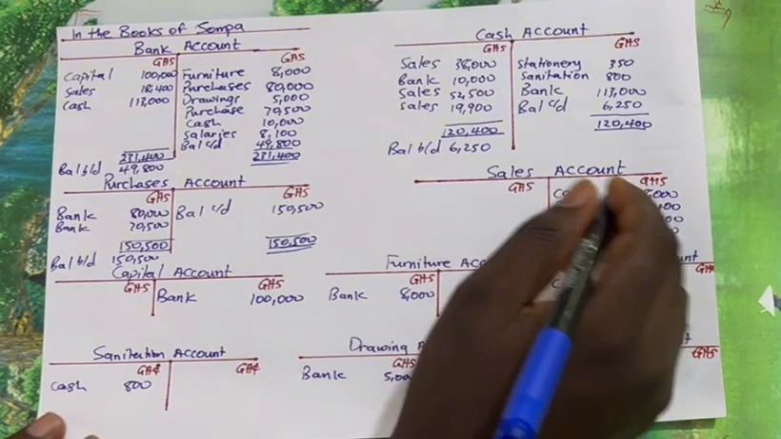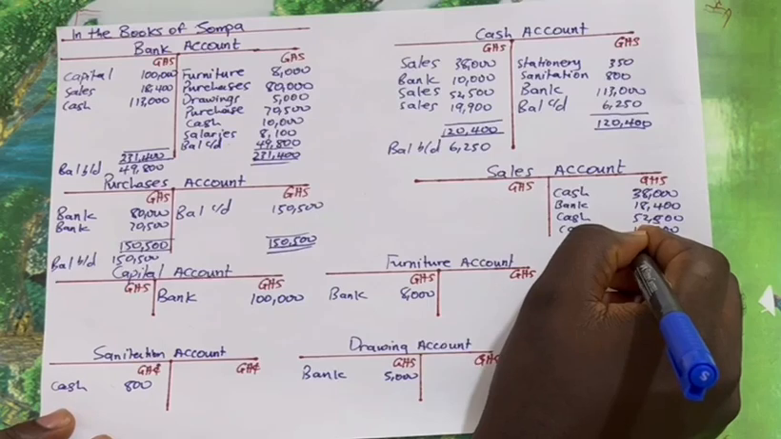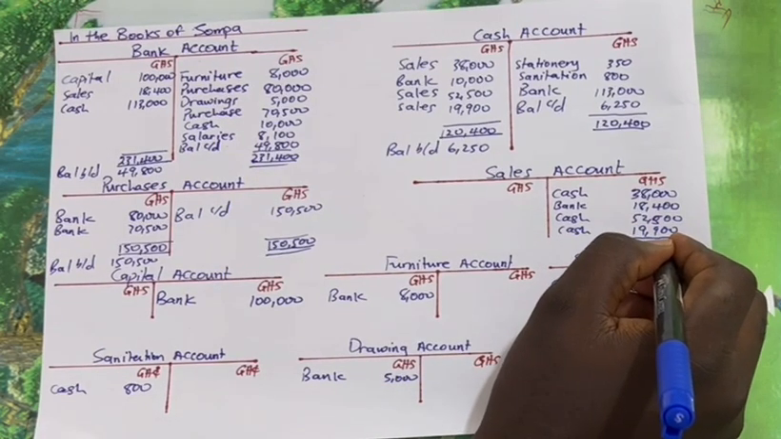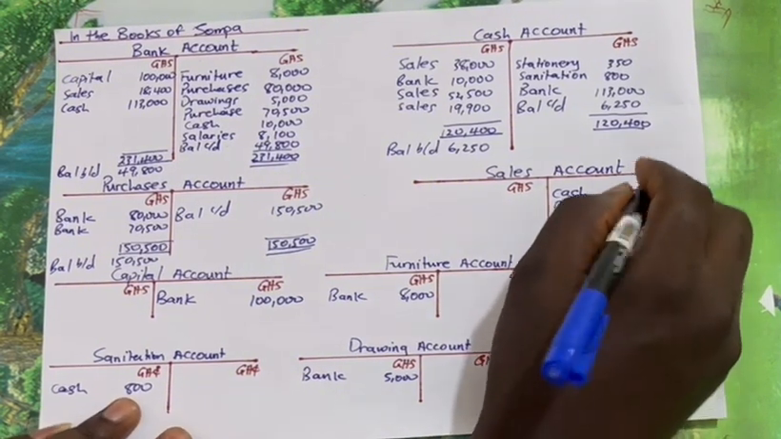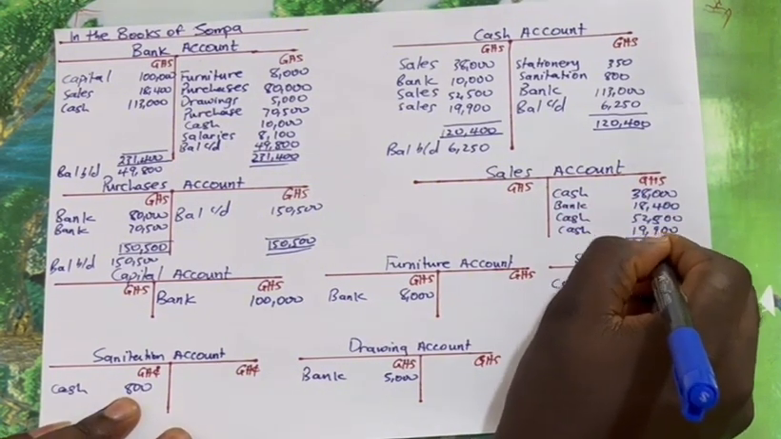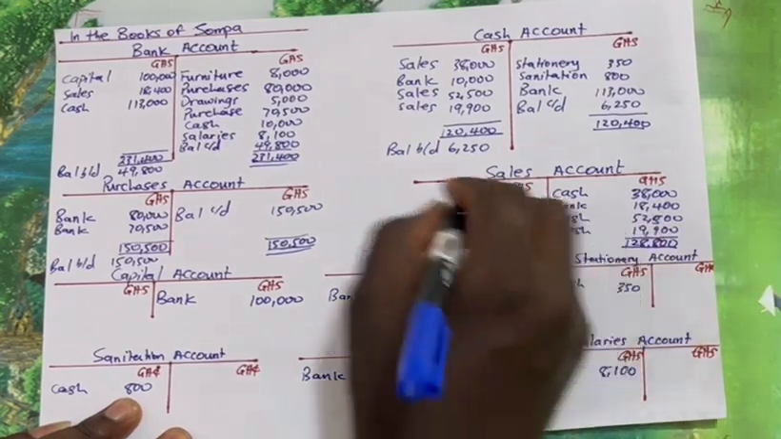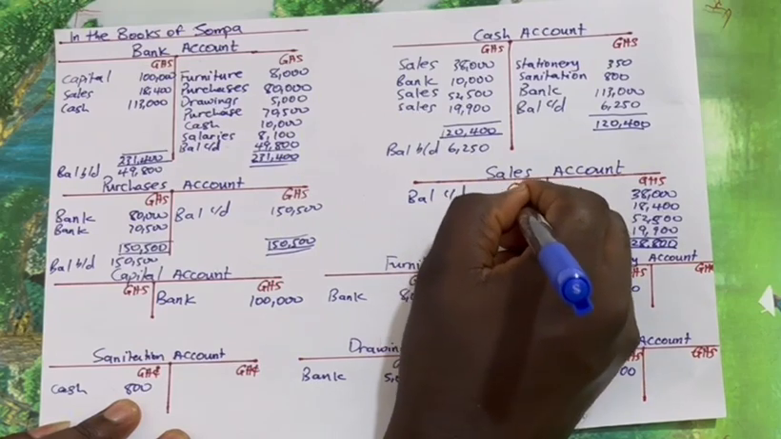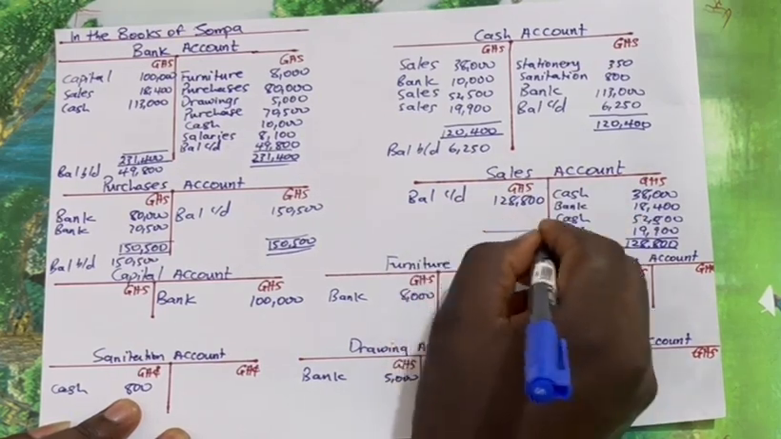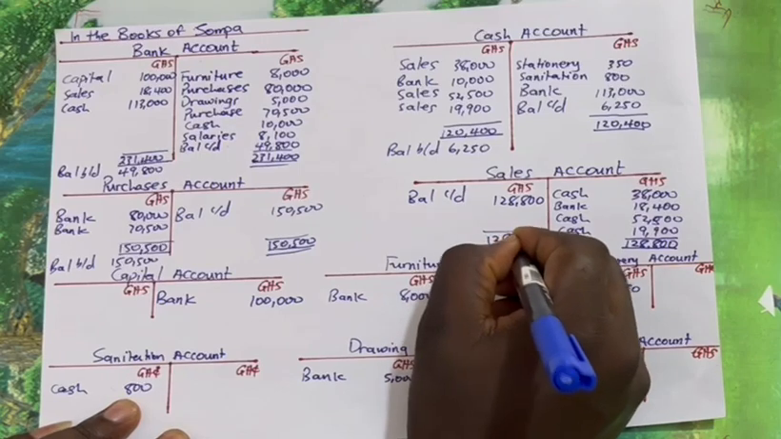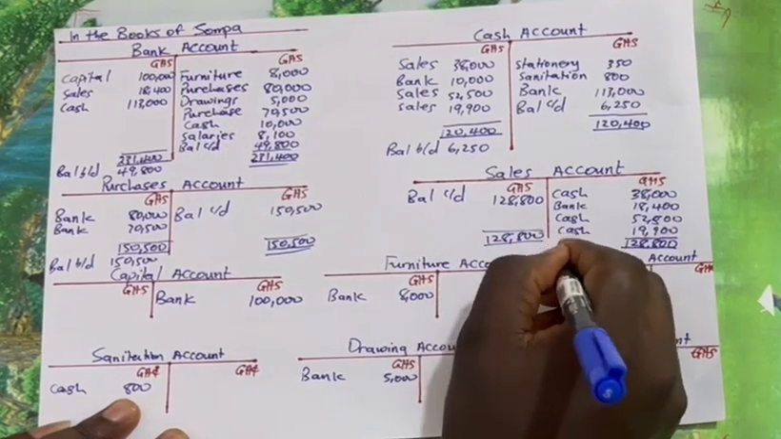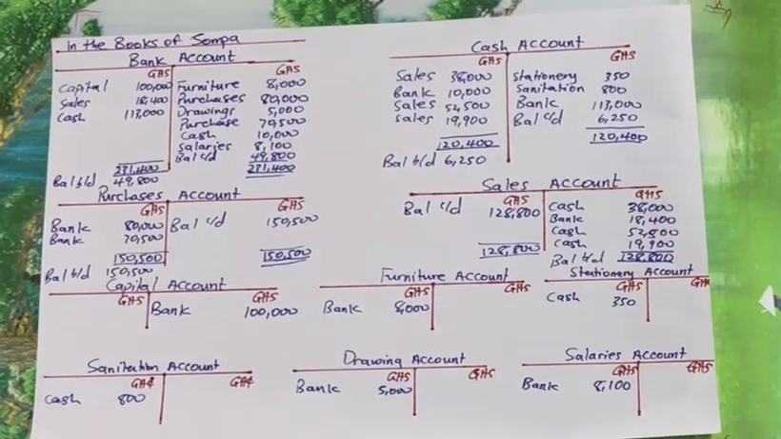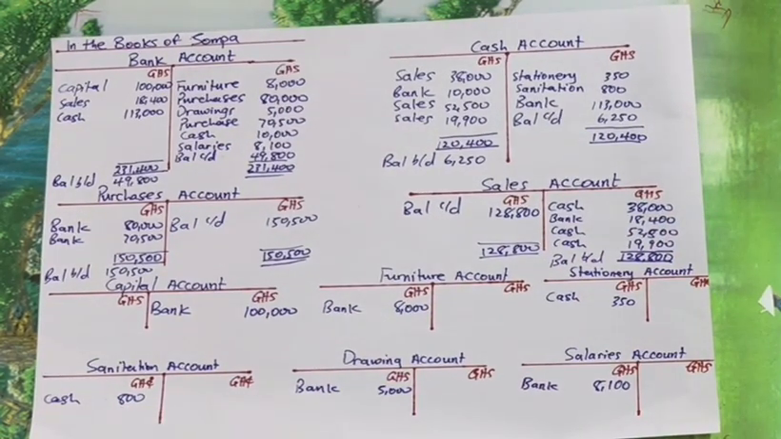Let's move on to the sales account. There's nothing here, which means the totals will be here. And then the sales account, we have the total to be 128,800. This side will be 128,800, which means there's a balance CD of 128,800. The total being 128,800. So there's a balance BD of 128,800. Do we get it? So now we are done closing all the accounts.